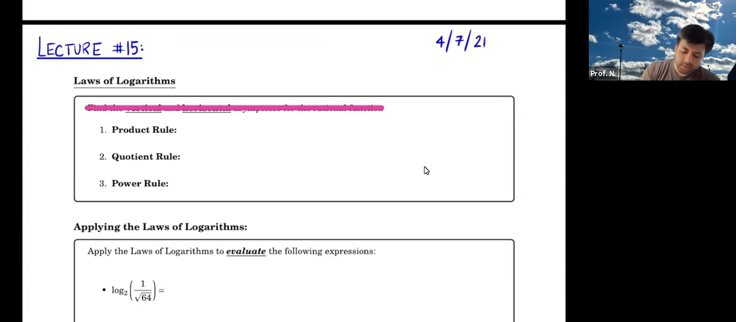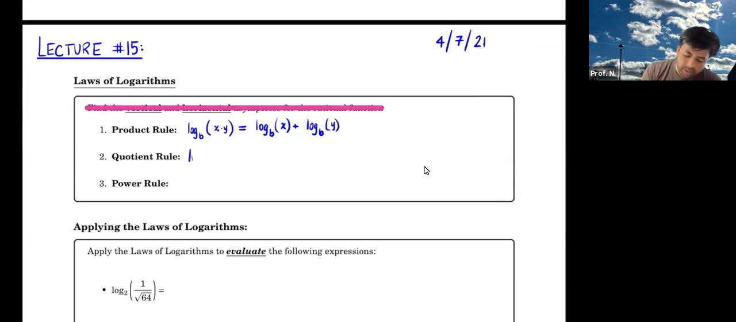So what's the first one? The first law is called the product rule, and the product rule states the following. If you have a log of any base, and inside the parentheses, the argument or the input, you have a product of 2 variables or 2 anything, then you can also rewrite this as a sum. So log base b of xy, x times y, I can rewrite as a sum of log base b of x plus log base b of y. This is like saying if you multiply 2 bases that are the same, what do you do with the exponents? You add them. It's along those lines.